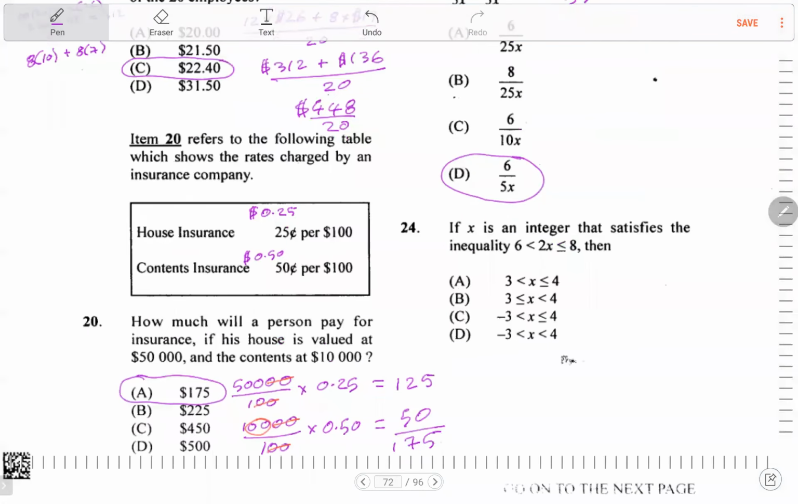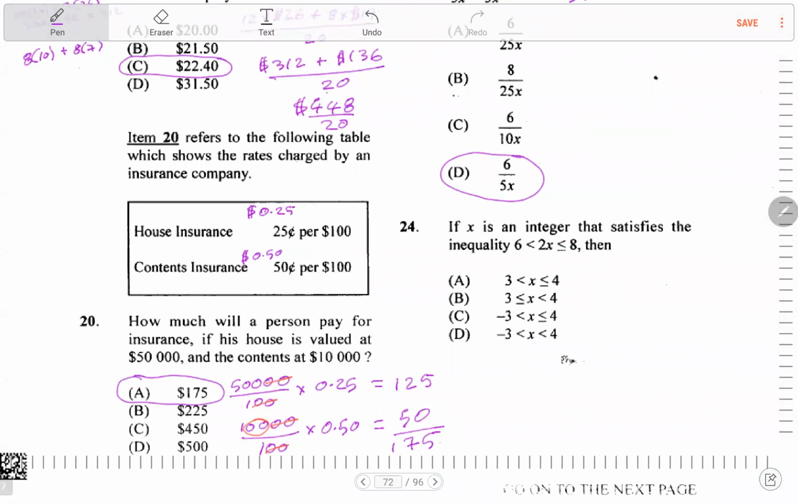This one, similar again. If you want to make x the subject, just divide through by 2. The 6 divided by the 2 is 3. The 2x divided by the 2 is x. The 8 divided by the 2 is 4. So you're between 3 and 4. The inequality sign stays the same. So that's it, A. Just divide through by 2. Next page.